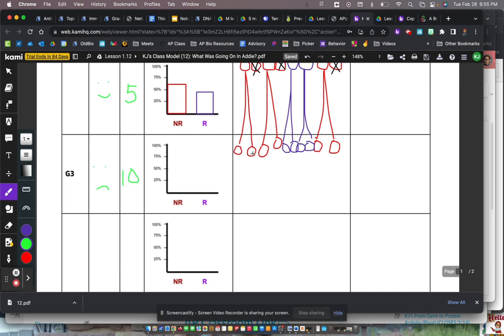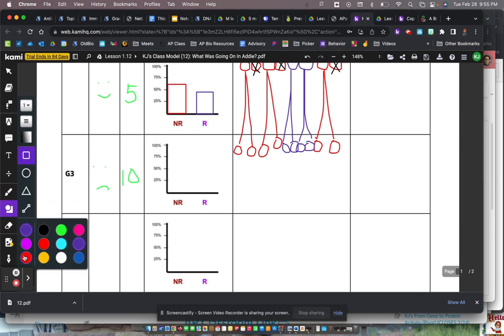Okay, so we still have 10 bacteria. Let's take a look. 6 out of 10 are the not resistant type, and that's still 60% because we haven't added any more antibiotics. And 4 out of the 10 are resistant, so that's 40%. Notice the graph hasn't really changed. At least I'm trying to make it look like it hasn't changed because we haven't added any antibiotics.